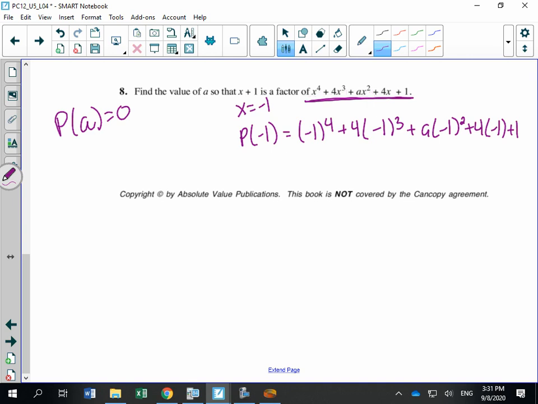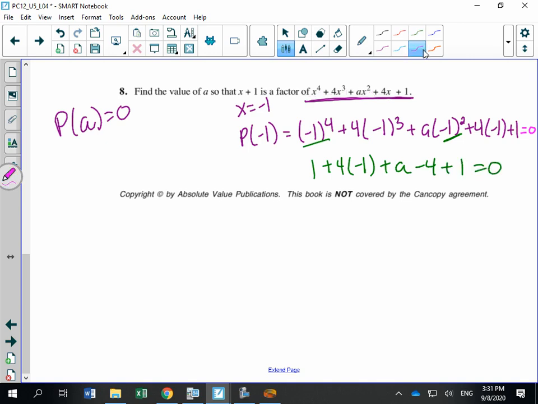And then what this is equal to, if x plus 1 is a factor, then the remainder is 0. So if it's a factor, this has to be equal to 0. Okay? So going from here, negative 1 to the power of 4 is 1, plus 4 times negative 1 squared, which is 1, so plus a, minus 4 plus 1 equals 0.